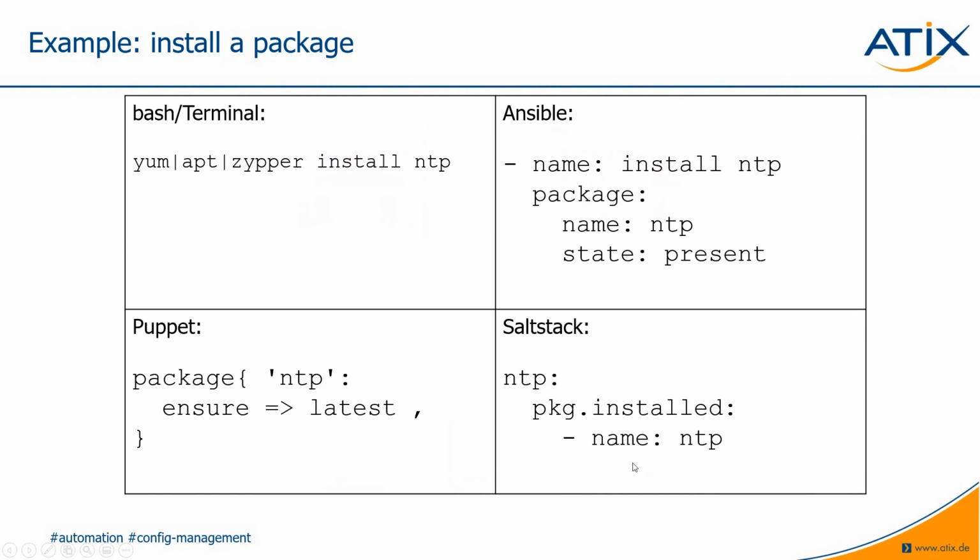And then I only have to state which package I want to have installed. And this is NTP. And again, there's also the possibility to add parameters like latest or a certain version. And in the end, just using one of those tools to install a package shows me that I don't have to take care which operating system I have to use, because this is something the configuration management tool takes care of itself.